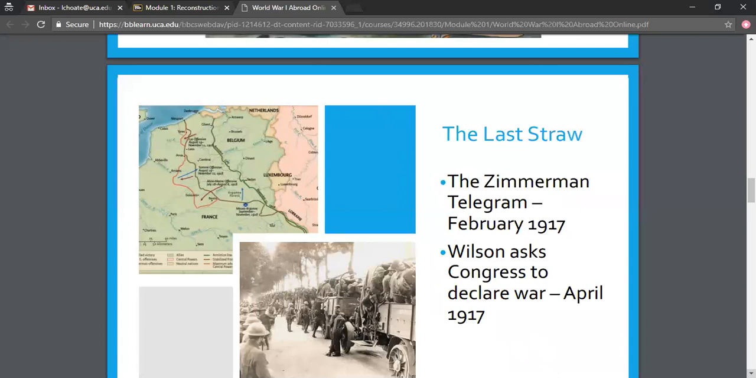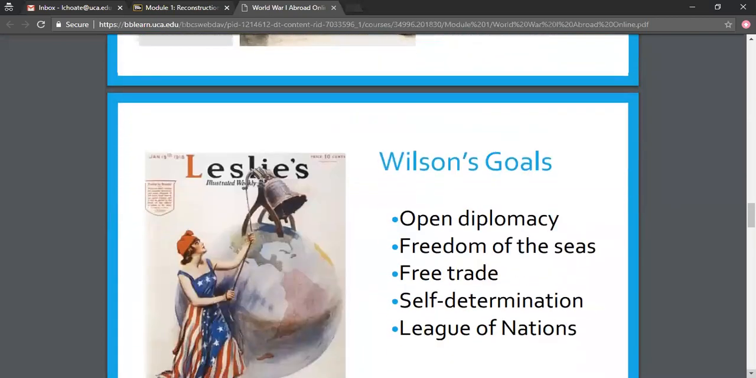Now, the British intelligence will intercept this telegram. They will decode it, and they will inform Woodrow Wilson of what Germany is trying to do, and that will be the last straw that triggers Woodrow Wilson to ask Congress to declare war, and we will officially join World War I in April of 1917, 3 years, 2.5 years after the war begins.